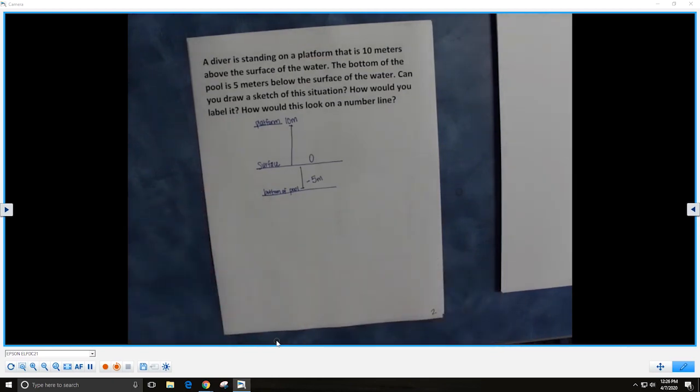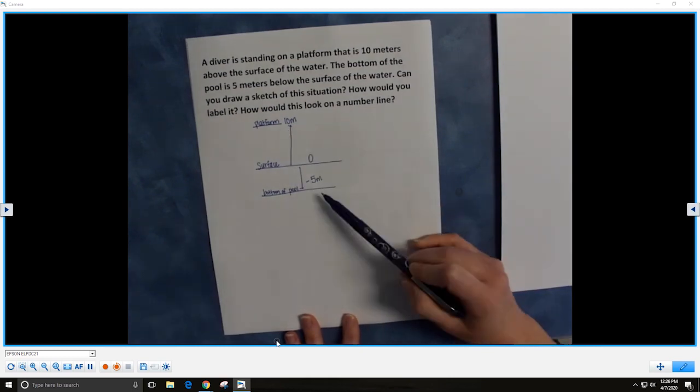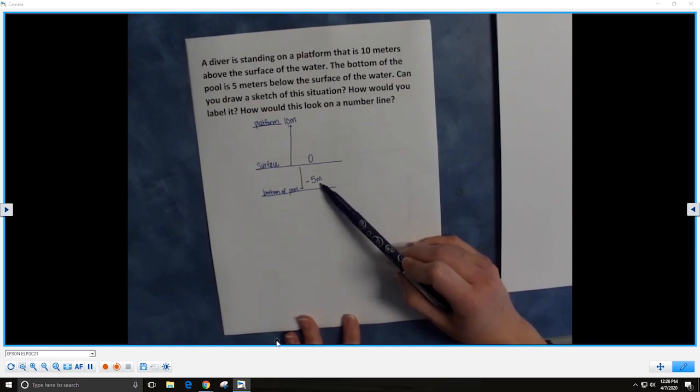Okay, so this +10, one more time, what is that representing here? Good, remember that that's because the diver is 10 meters above the surface of the water. Okay, and then here this -5 is representing what? Good, the bottom of the pool.